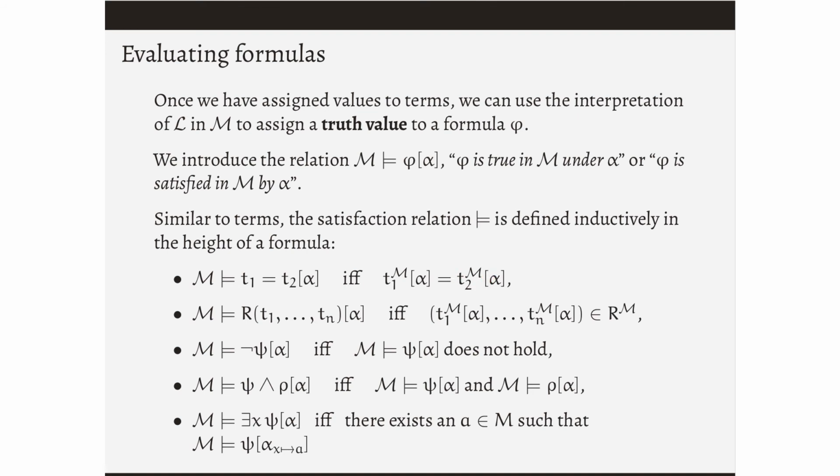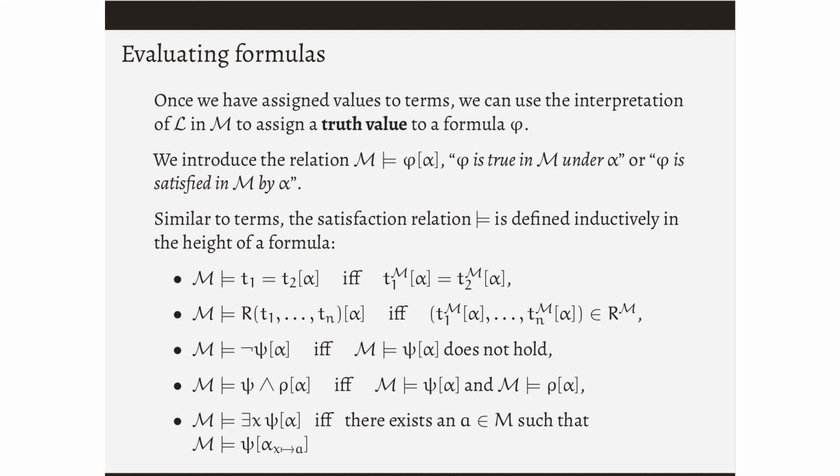Similarly, if we have a relation symbol and a tuple of terms, this holds in M, or is true in M, if and only if the evaluation of each of the terms, each giving me an element of M, gives an n-tuple that actually holds, if the interpretation of the relation symbol R in M holds for this tuple.